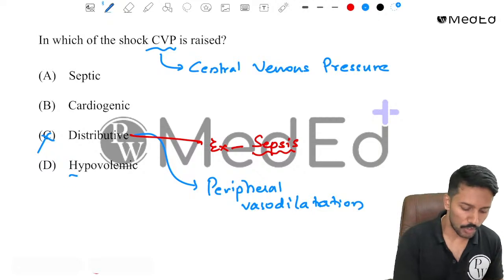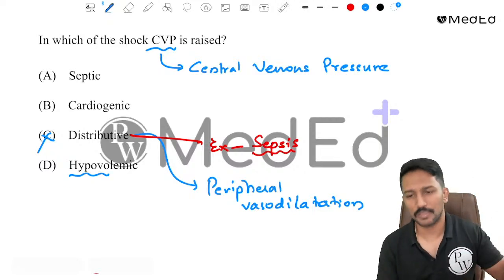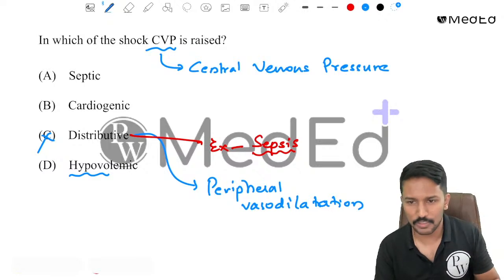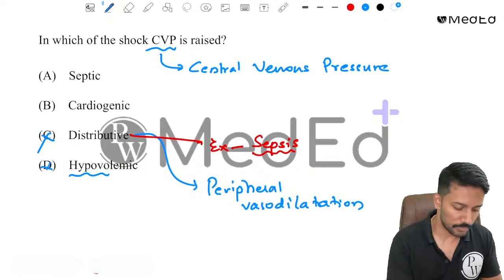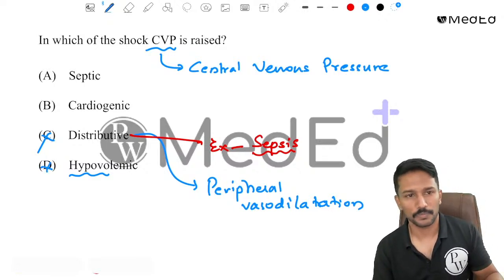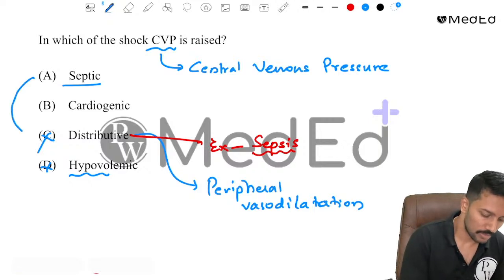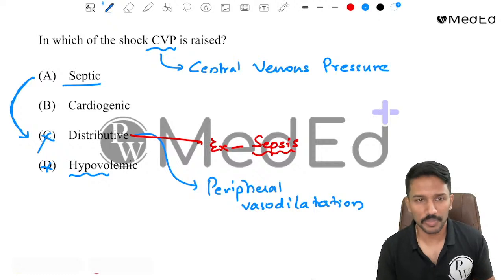Okay. Hypovolemic shock, same as distributive, right? Here also the central circulating blood volume is less because your volume as such is low. So right atrial pressure will be low, CVP will be low, right? And septic shock is nothing but a type of distributive shock. So what should be the answer?